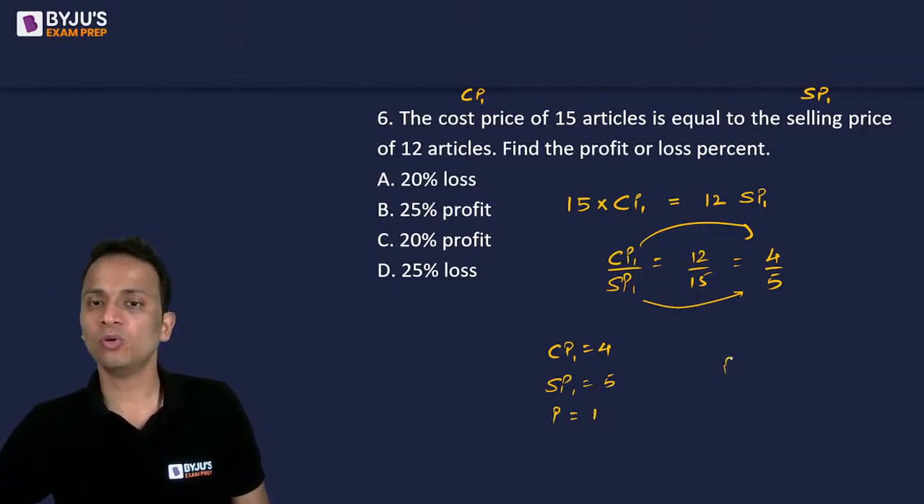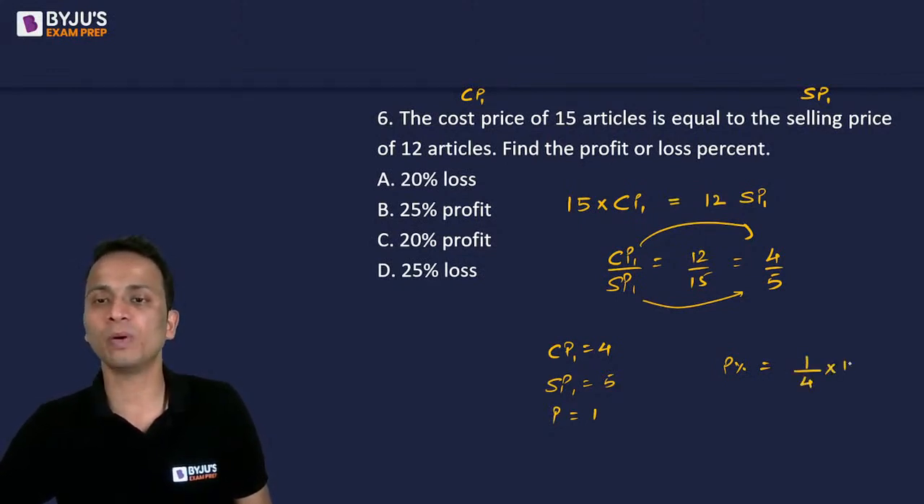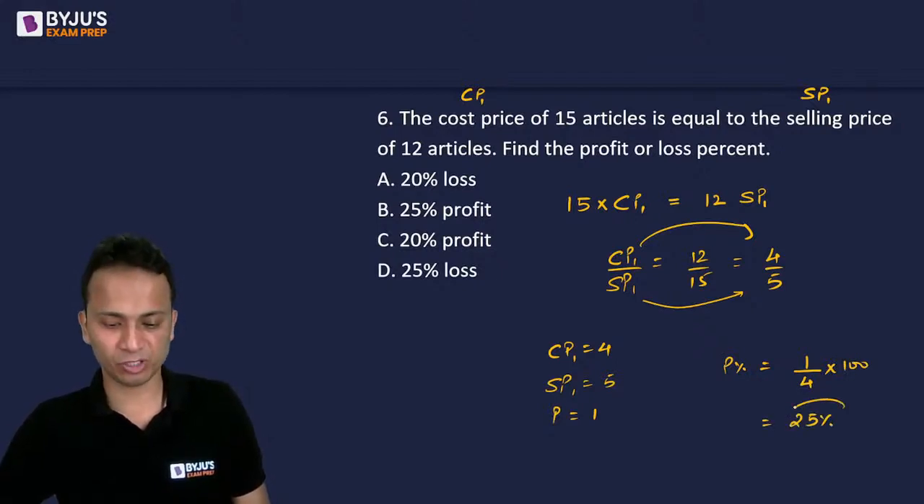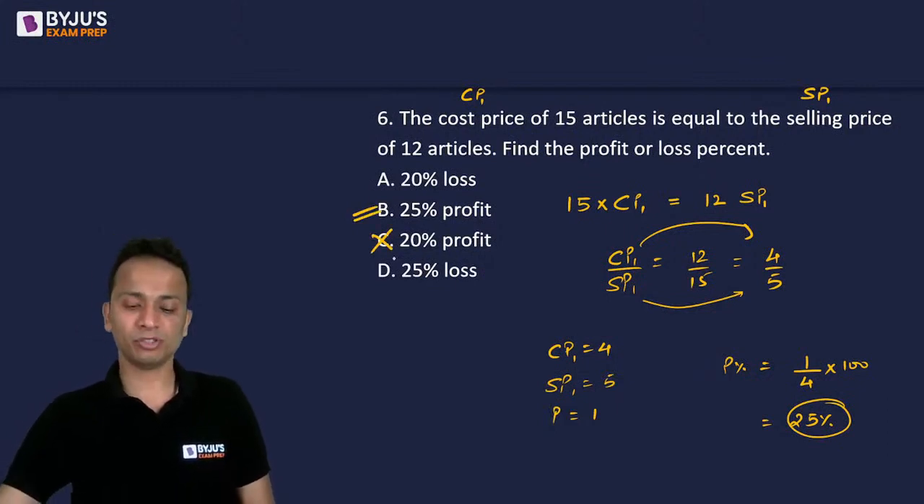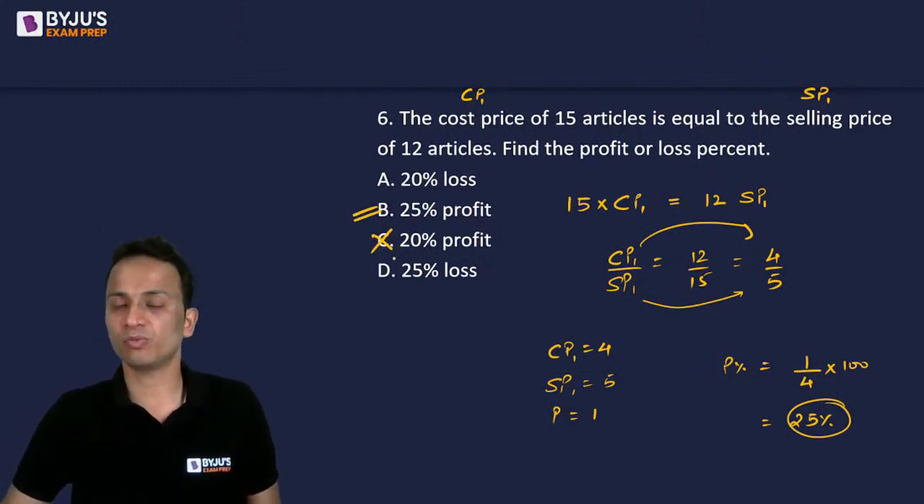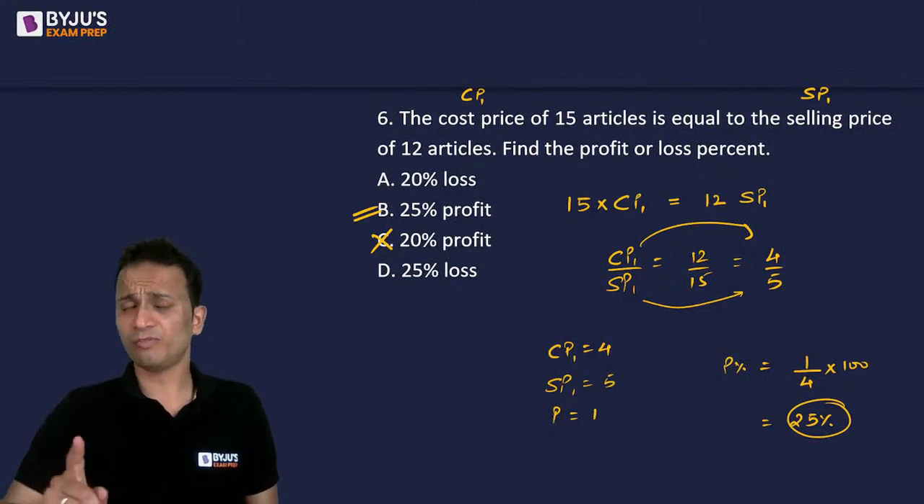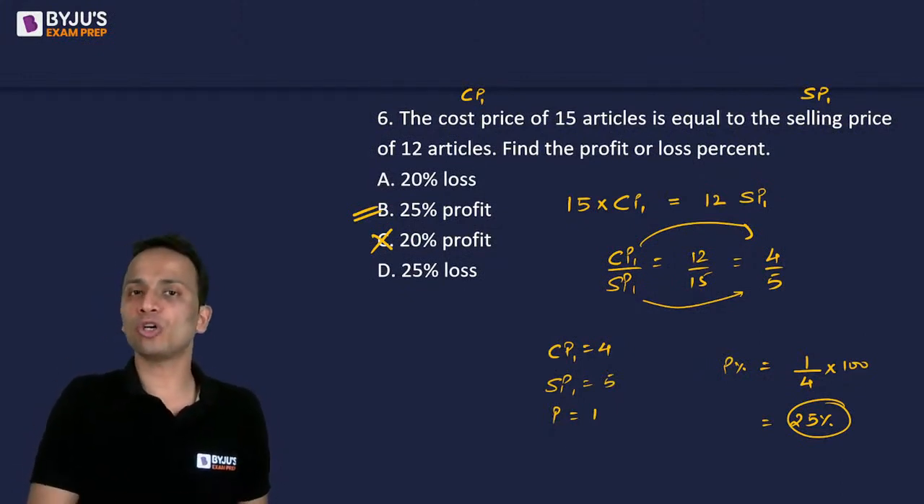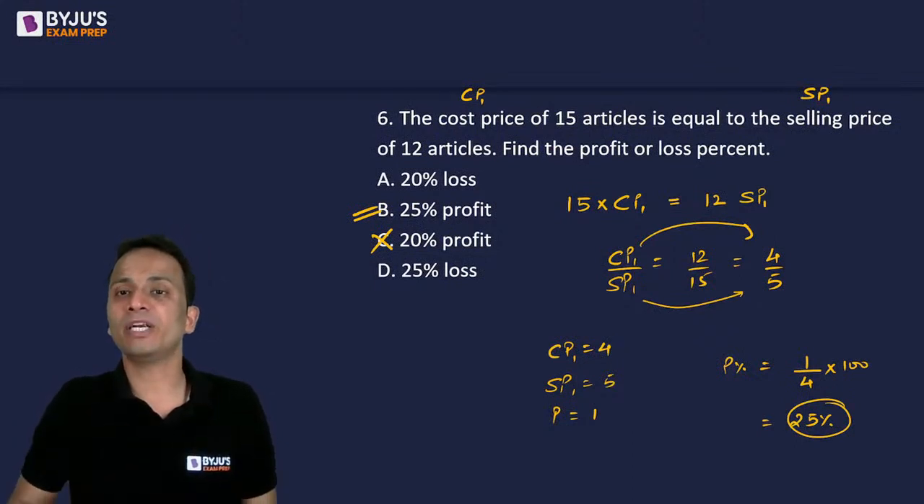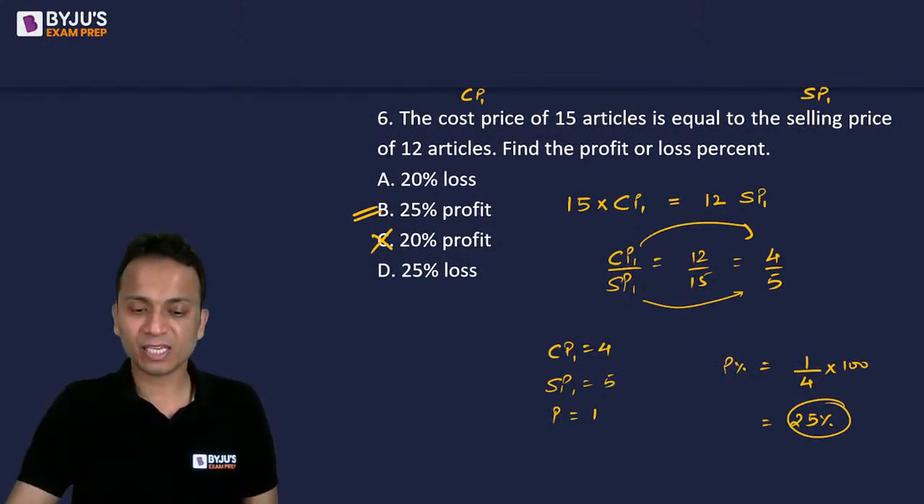Okay, so I'll convert it into profit percentage. So profit percentage will be equal to profit upon cost price into 100, and the answer should be 25 percentage. Okay, so 25 percentage, not 20 percentage, will be the correct answer for this one, right? Profit and loss percentages are always calculated on cost price. They are not calculated on selling price. Please keep it in mind.